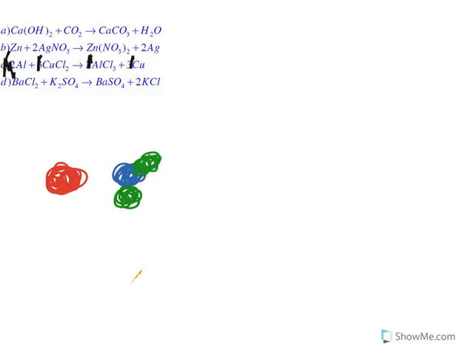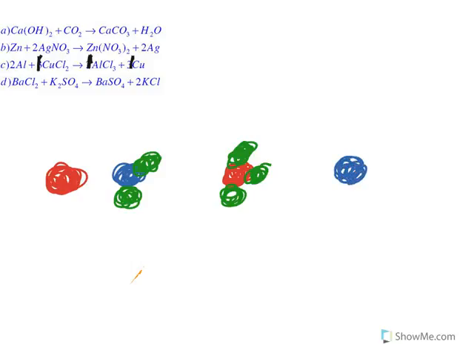Well, remember Al was red. So we've got our red Al and then three Cl's. So we've got Cl, Cl, and Cl. Okay? And then we want to make our copper. Our copper was blue. So we're going to draw our little copper over here by itself.